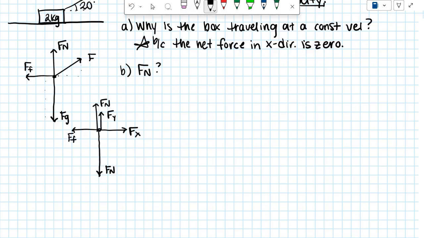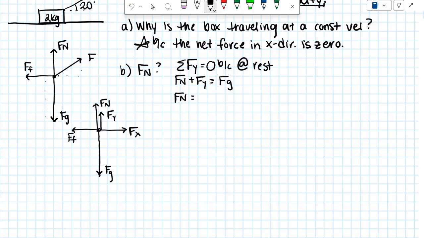So it looks like the normal force is in the y direction. So in order to find the normal force, I need to use my net force in the y direction, right? We're at rest in the y direction, so my net force is 0. So my normal force plus my y component balance with a force of gravity. So normal force is going to be force of gravity minus my y component. So normal force is mg, that's on my reference table, minus my y component, according to my reference table, is F sine theta because I have the angle with horizontal.